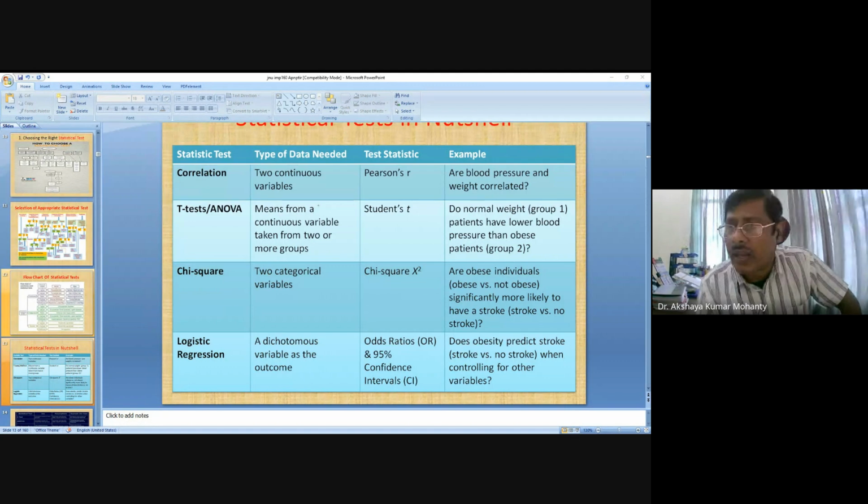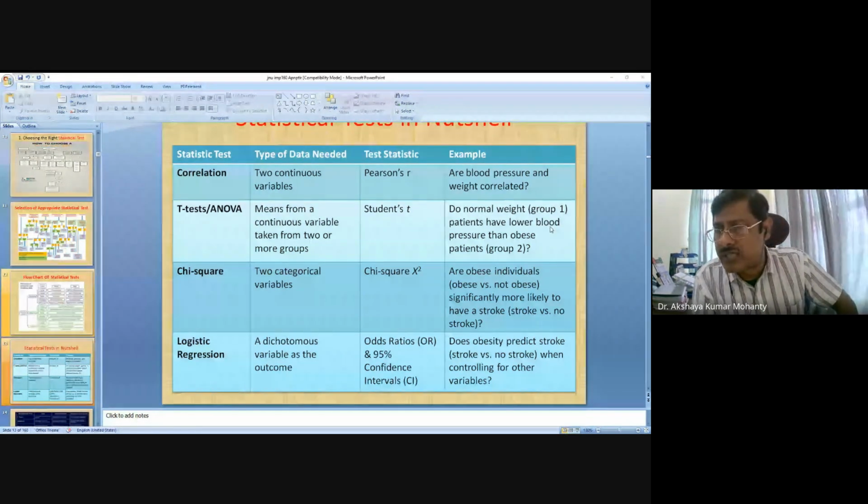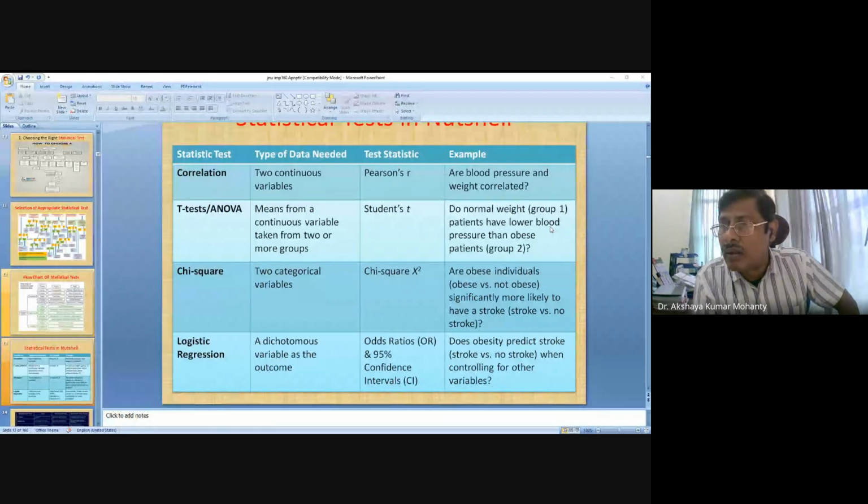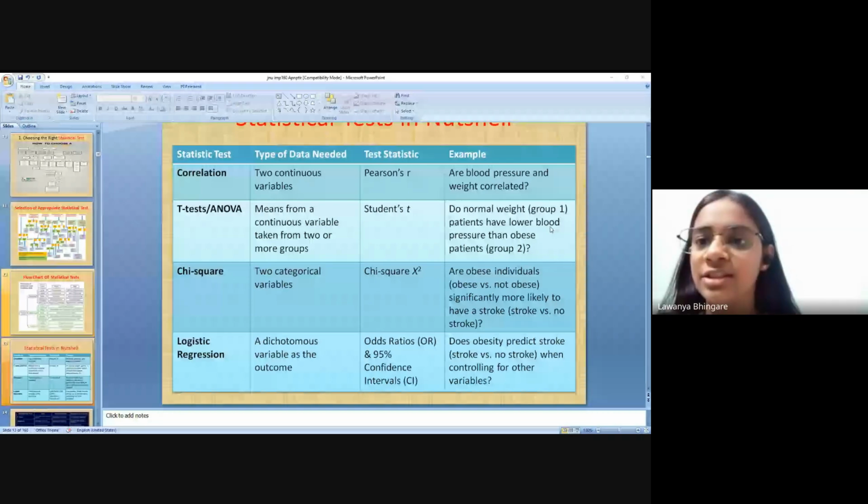Yes. Yeah, Lavanya Vingare. Yes, please open your face. Show your face, please. Show your face. Good morning, sir. Very good morning.